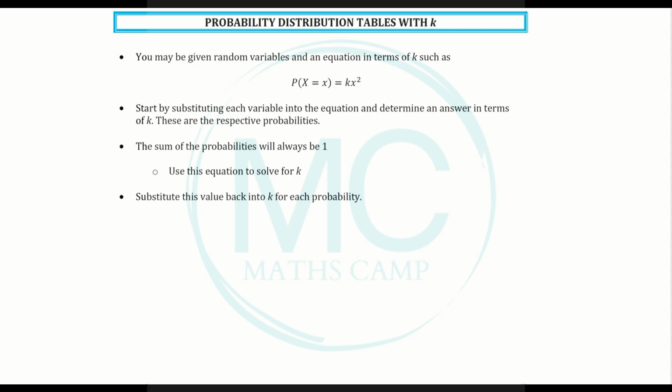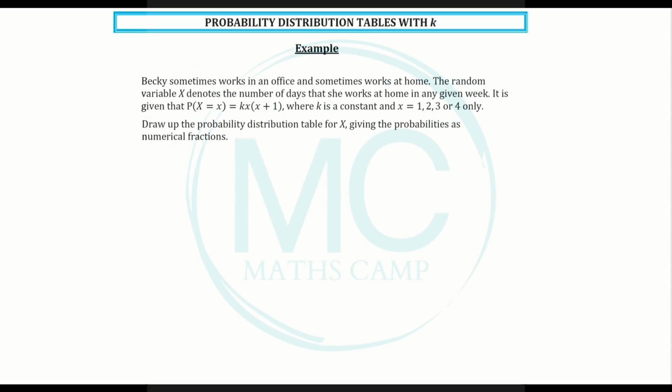So let's look at an example. Becky sometimes works in an office and sometimes works at home. The random variable X denotes the number of days that she works at home in any given week. It is given that the probability that X is equal to x is kx multiplied by (x plus 1), where k is a constant, and x is equal to 1, 2, 3, or 4 only. Draw up a probability distribution table for X, giving the probabilities as numerical fractions. Now, before we can draw up a table, we need a value of k.